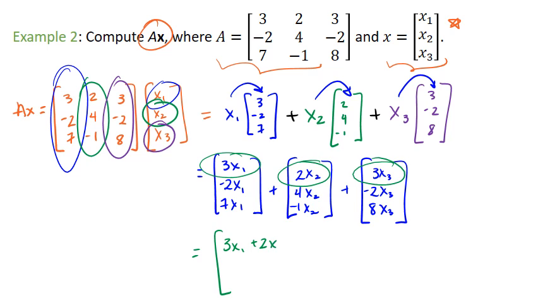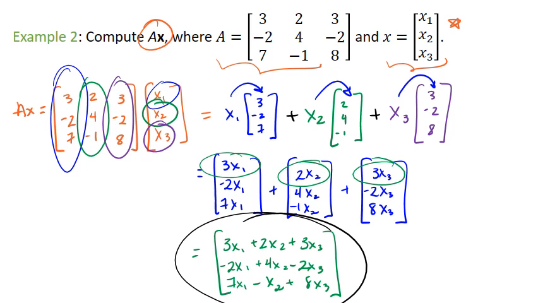3x1 plus 2x2 plus 3x3 for our first row. Our second row is negative 2x1 plus 4x2 minus 2x3. And finally, our third row is 7x1 minus x2 plus 8x3. And this concludes the example. There's nothing more we can do. So here we have AX is equal to this matrix here.